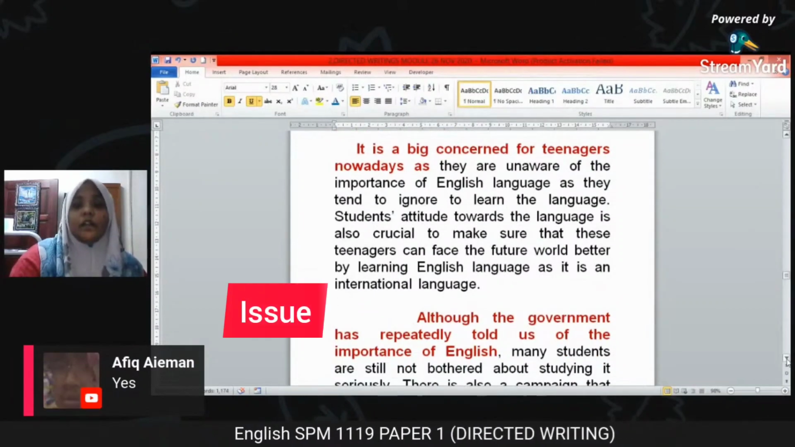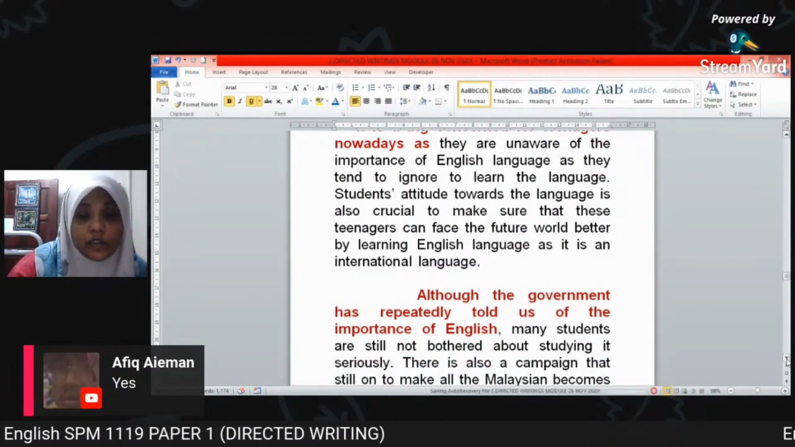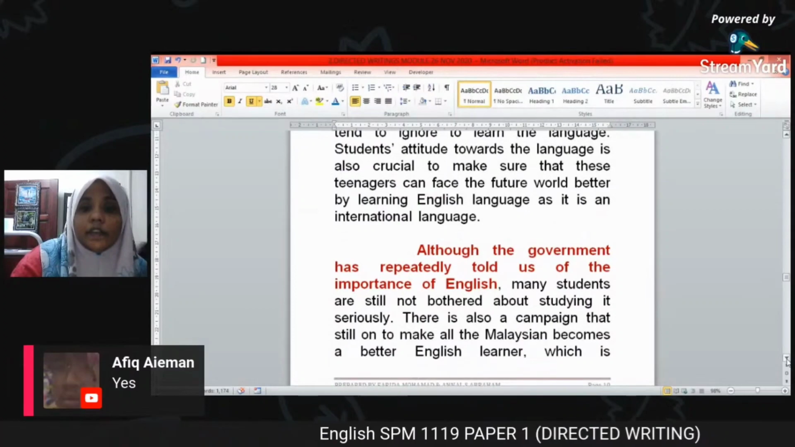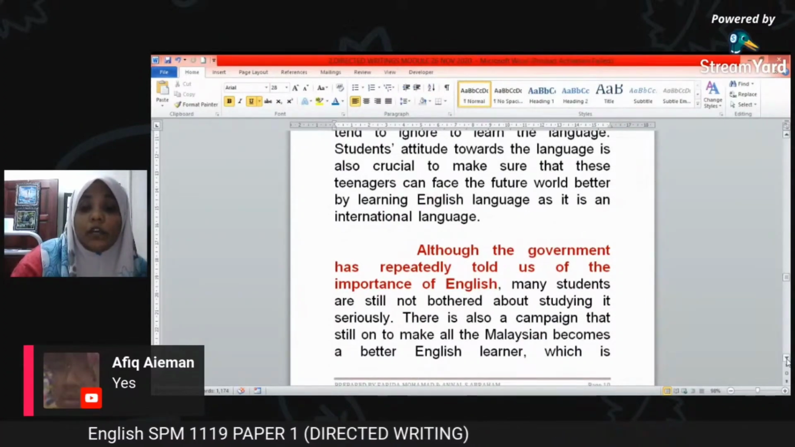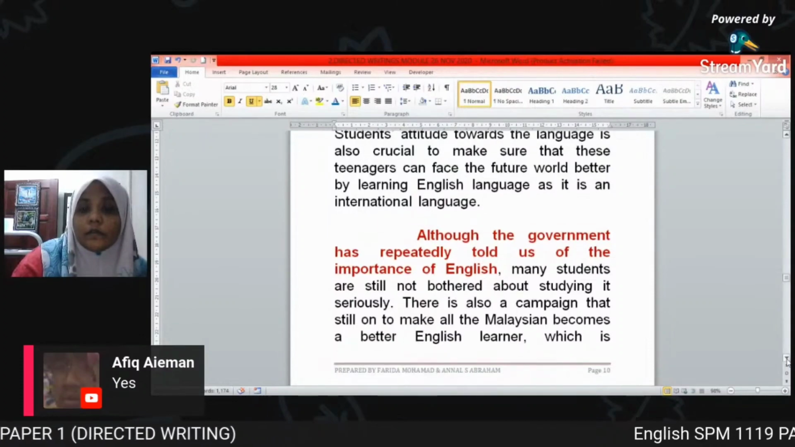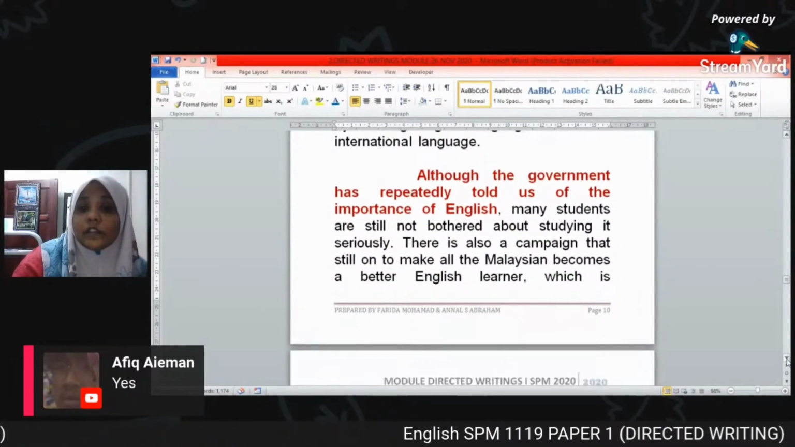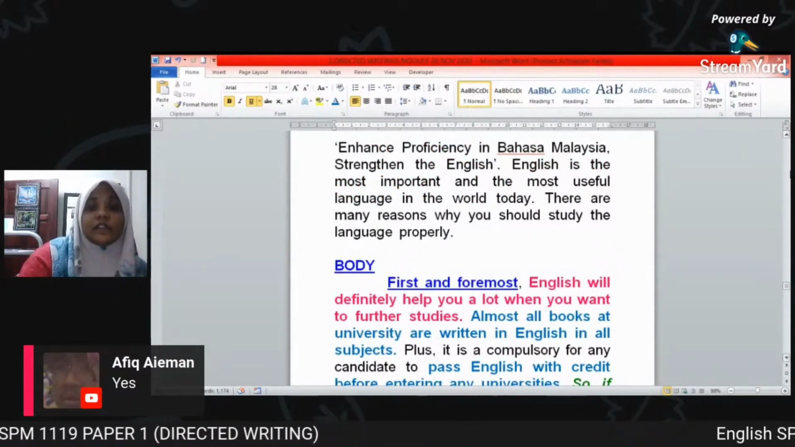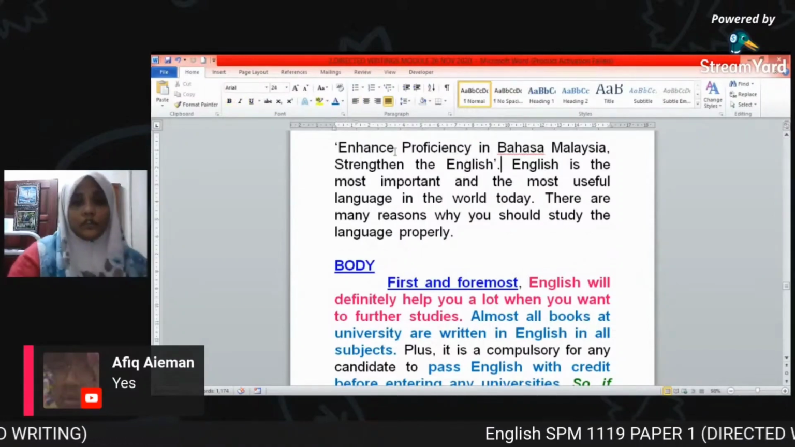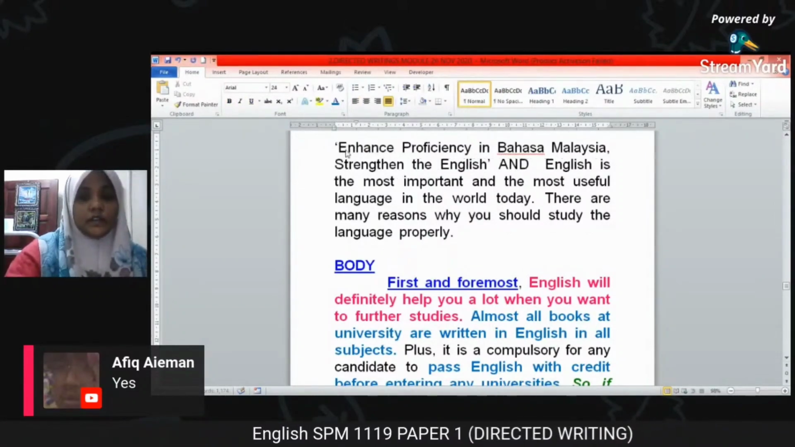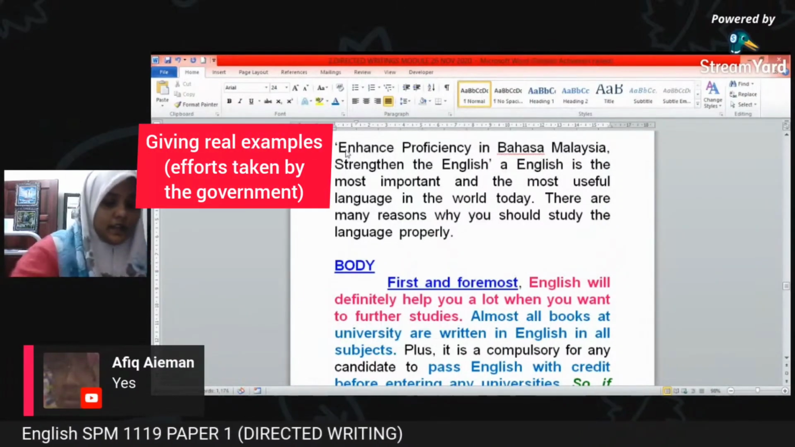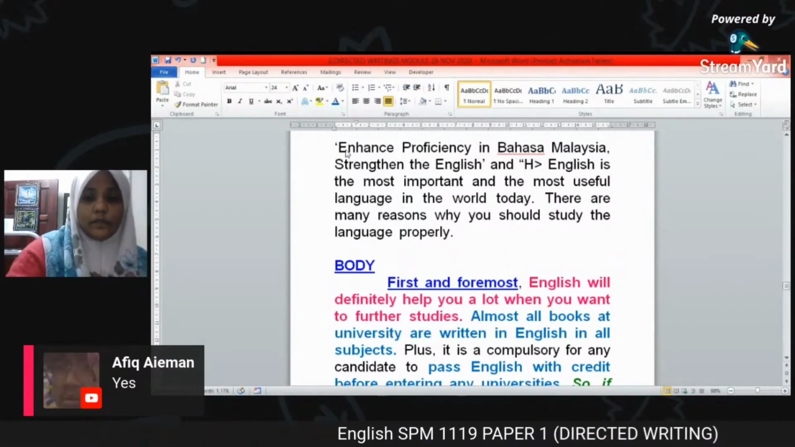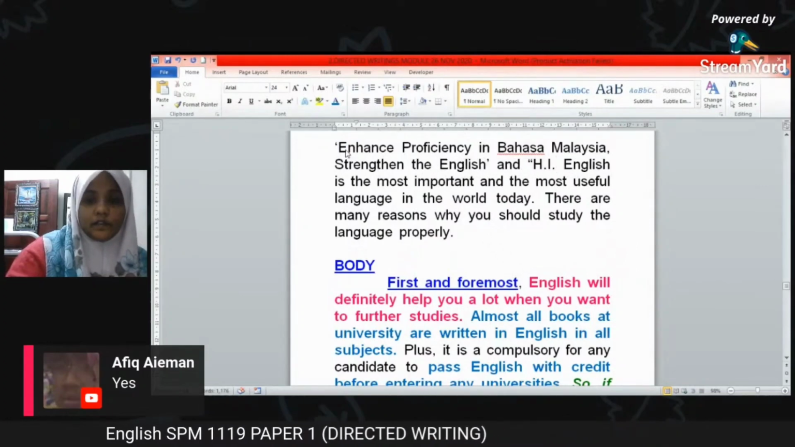All right. Although the government has repeatedly told us the importance of English, many students are still not bothered about studying it seriously. There's also a campaign that is still on to make all Malaysians better English learners, which is enhanced proficiency in Bahasa Malaysia, strengthened in English, and the highly immersive program. Remember HIP program.